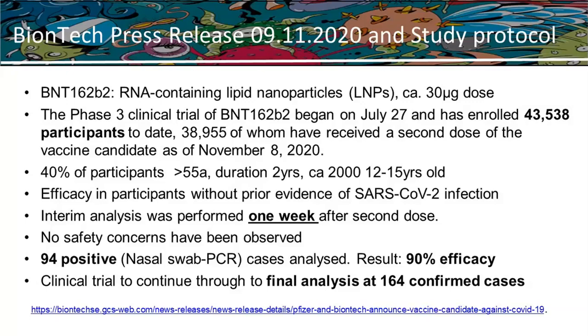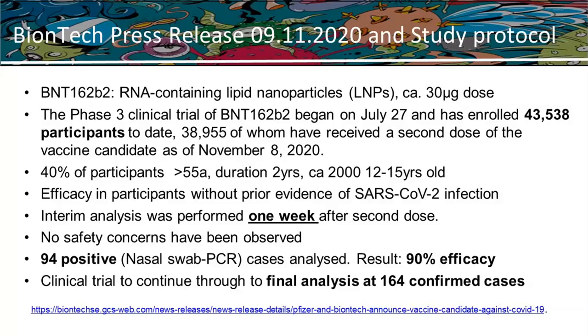The efficacy in participants was measured for the evidence of SARS-CoV-2 infection. All of them need 2 doses, and 1 week after the second dose, the analysis was done. They did not find any real safety concerns during this study, the same as you find with other vaccines too.